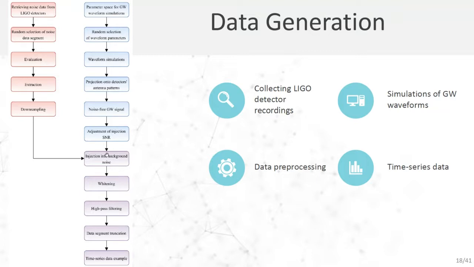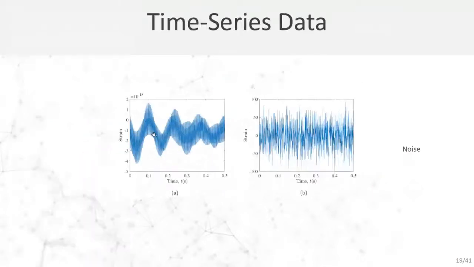So after injecting the simulated signal into background noise, we conducted a pre-processing procedure consisting of whitening in the frequency domain and high-pass filtering at 20 Hz. And in this way, we obtained the time series data examples. And by repeating this procedure, we obtained a total of 100,000 different data examples.